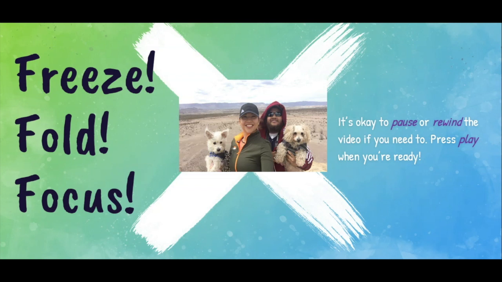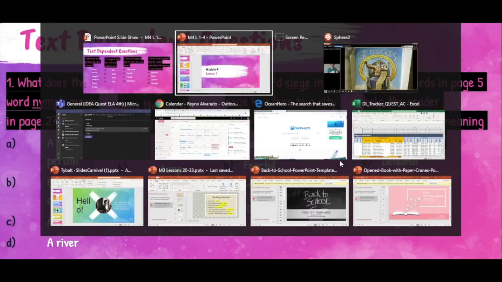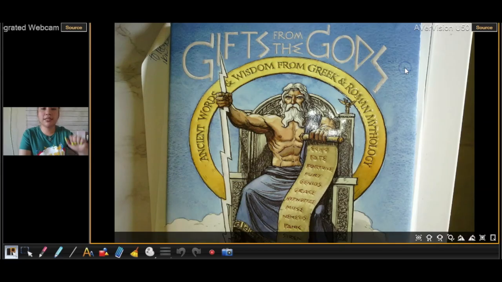Remember to freeze, pause, and focus. It's okay to pause the video, it's okay to rewind, it's okay to take a brain break, to take a restroom break. Just pause it, come back when you need to. So let's go back to our text.